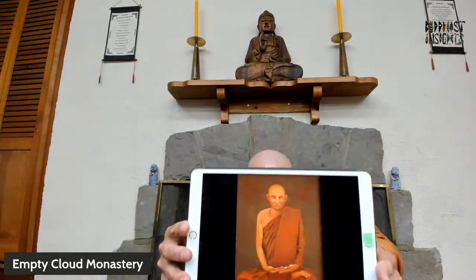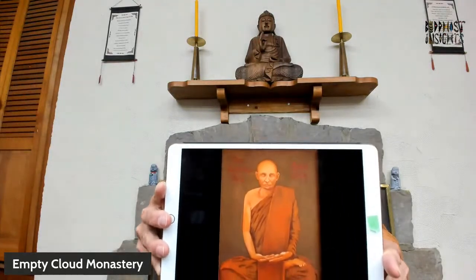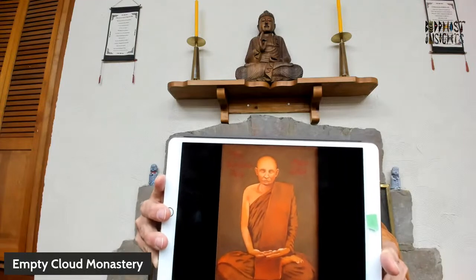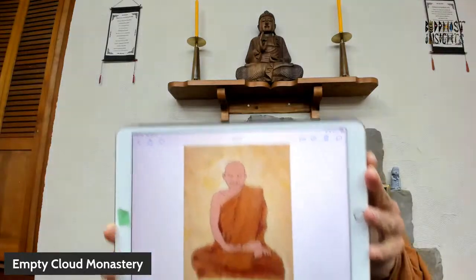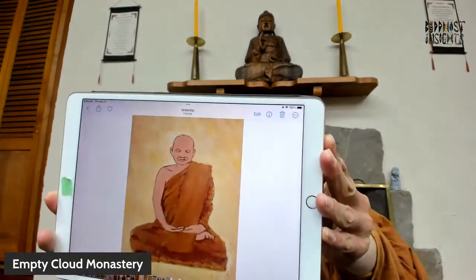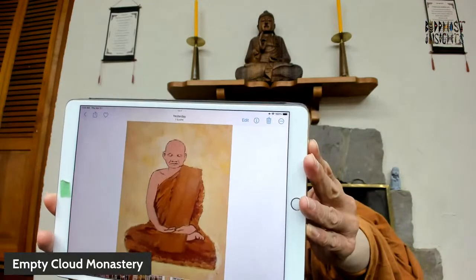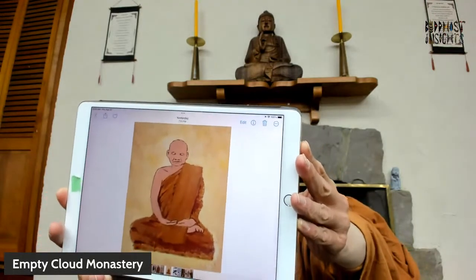Can I see the iPad for just a second? And then I'll have you show this one here. So this image here of Ajahn Chah is after years and years of painting and developing the skills, that's what I was able to do, versus this image here, which was the very first time I ever tried to do that as a painting. So it's basically the same image, but hopefully I was better in the last one than I was in this one.